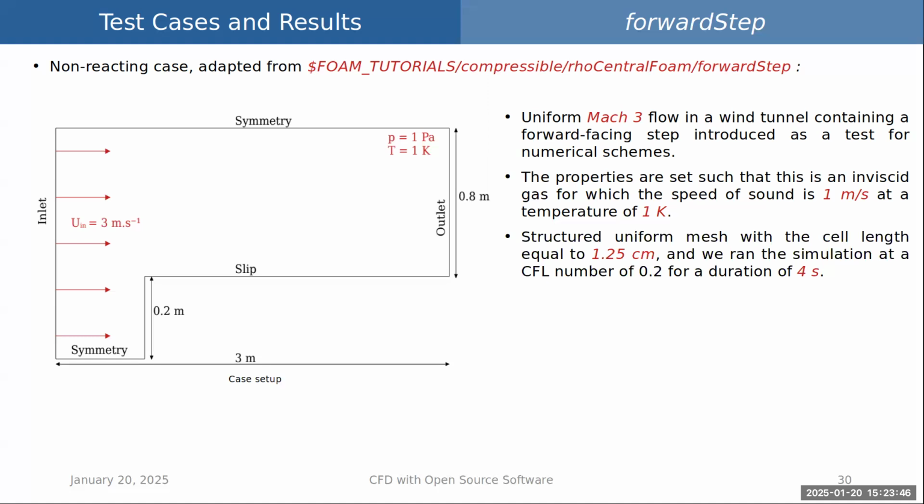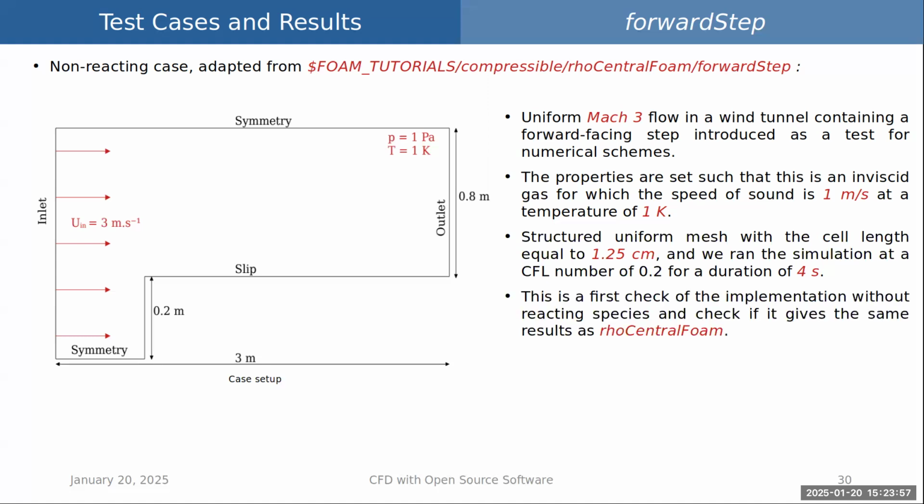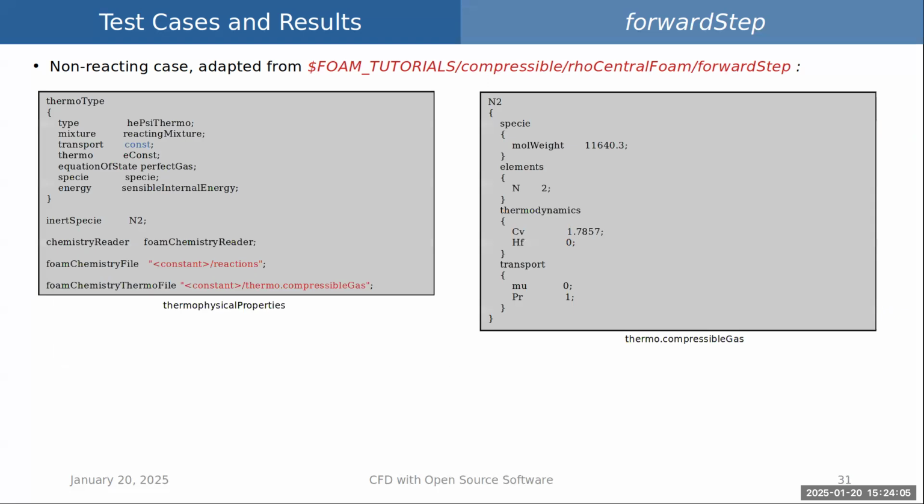We use a structured uniform mesh with a cell length of 1.25 centimeter and a CFL number of 0.2, and we ran this case for 4 seconds. So that's kind of a sanity check to see if our implementation doesn't crash for this case, which is a bit more basic. Here I just present how you can set your medium such that the speed of sound is 1 meter per second.